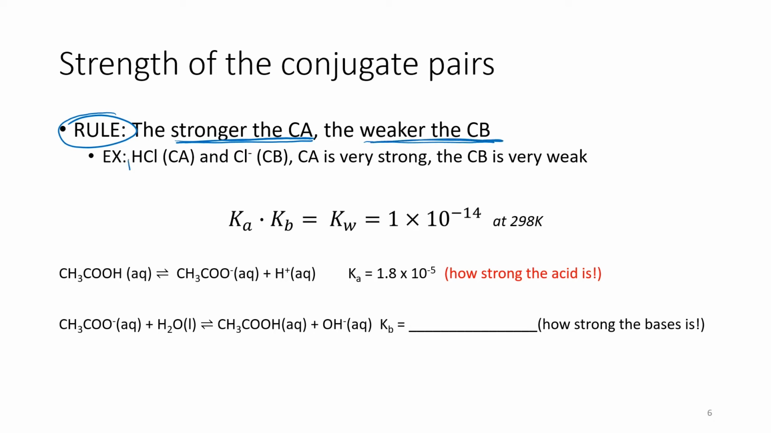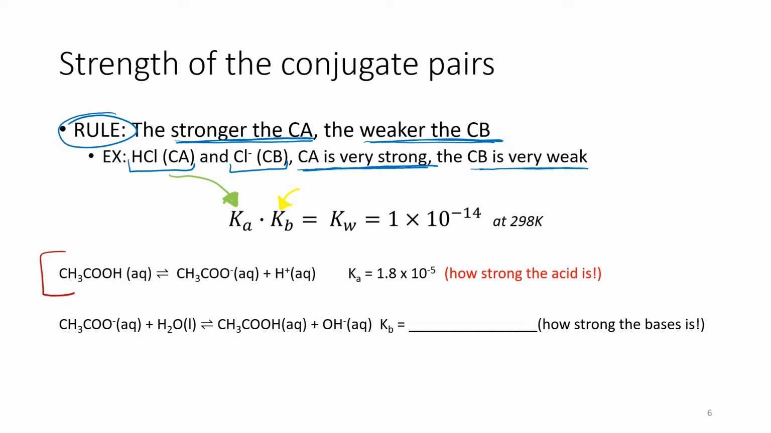So HCl and Cl minus. HCl is the conjugate acid, Cl minus is the conjugate base. The conjugate acid is very, very strong. The conjugate base is very, very weak. That should make sense. In just mathematical terms, if this number is extraordinarily big, then this Kb value has to be extraordinarily small. So it's really kind of a balancing act.